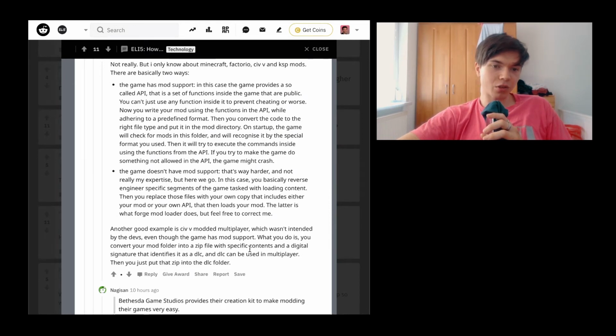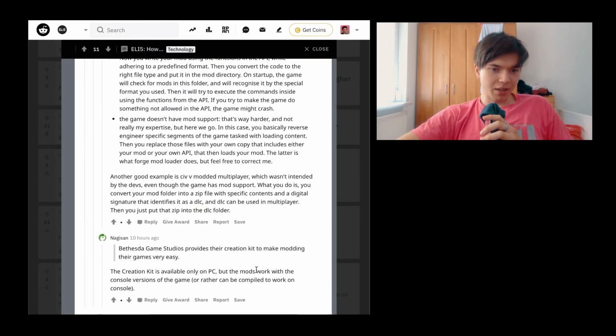The latter is what Forge mod loader does, but feel free to correct me. Another good example is CIV V modded multiplayer, which wasn't intended by the devs, even though the game has mod support. What you do is you convert your mod folder into a zip file with specific contents and a digital signature that identifies it as a DLC, and DLC can be used in multiplayer. Then you just put that zip into the DLC folder. The creation kit is available only on PC, but the mods work with the console version of the game, or rather can be compiled to work on console.